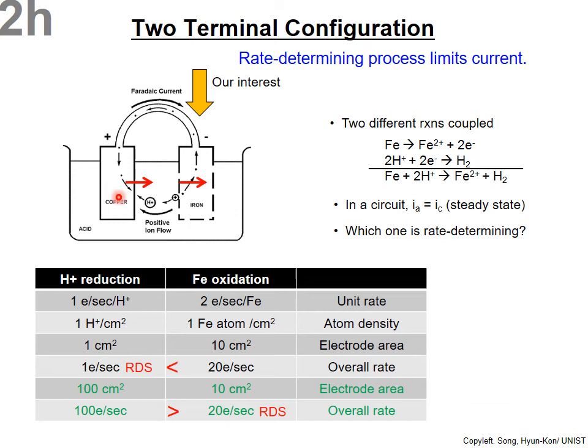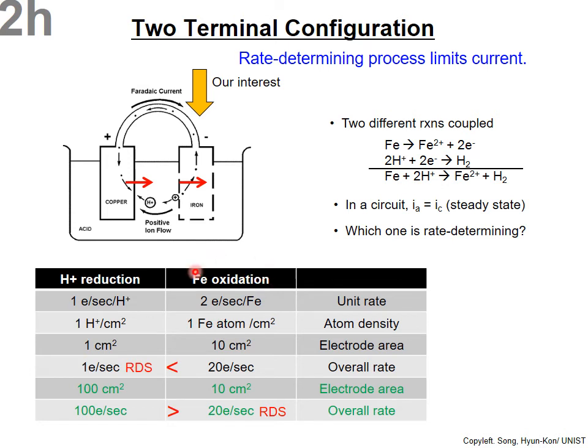So here is my question. Maybe you are already accustomed to these electrochemical cells. Which process is faster than the other process? We have two processes again, iron oxidation or proton reduction. Which one is faster than the other? So here are some hypothetical values for calculation of the rate. This is just an assumption. So let me say like that.